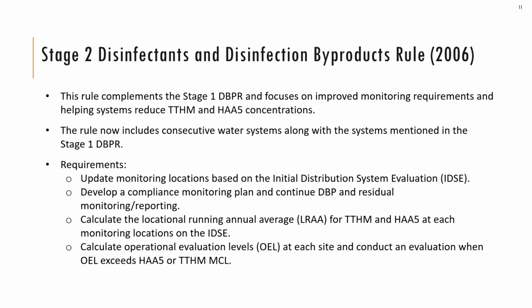The Stage 2 DBPR also introduced operational evaluation requirements, which water systems on quarterly monitoring are required to complete. They are required to calculate operational evaluation levels every quarter, which helps water systems observe if their DBP concentration is increasing. This helps to evaluate their system and make corrective actions before an MCL violation occurs. And again, for all these requirements, I'll be going into a little bit more detail in the later slides.